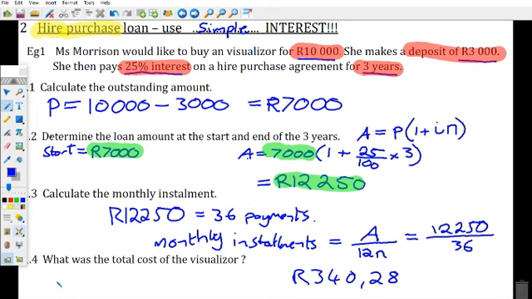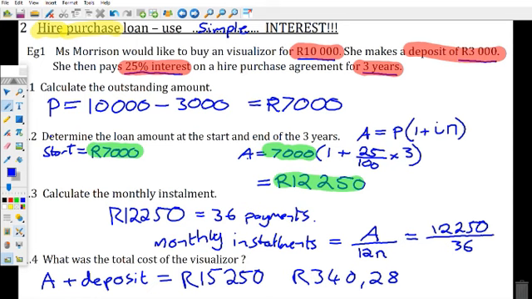So the total cost is going to be A, my amount, plus my deposit, okay? And that's going to be 12,250 plus the 3,000, 15,250 Rand. So we take the A amount we found after we've applied interest, plus that deposit we paid at the beginning. Okay, there's a deposit at the beginning we paid.